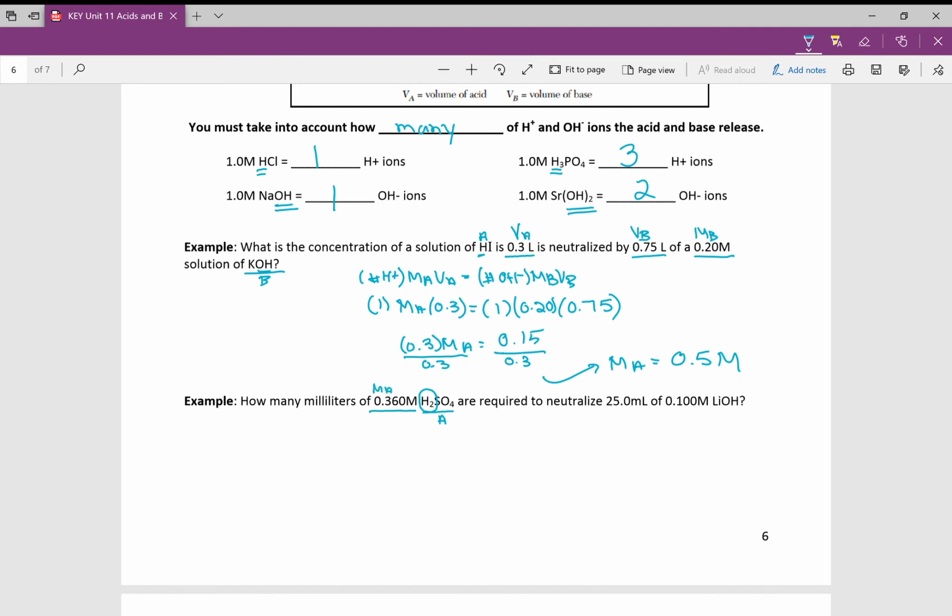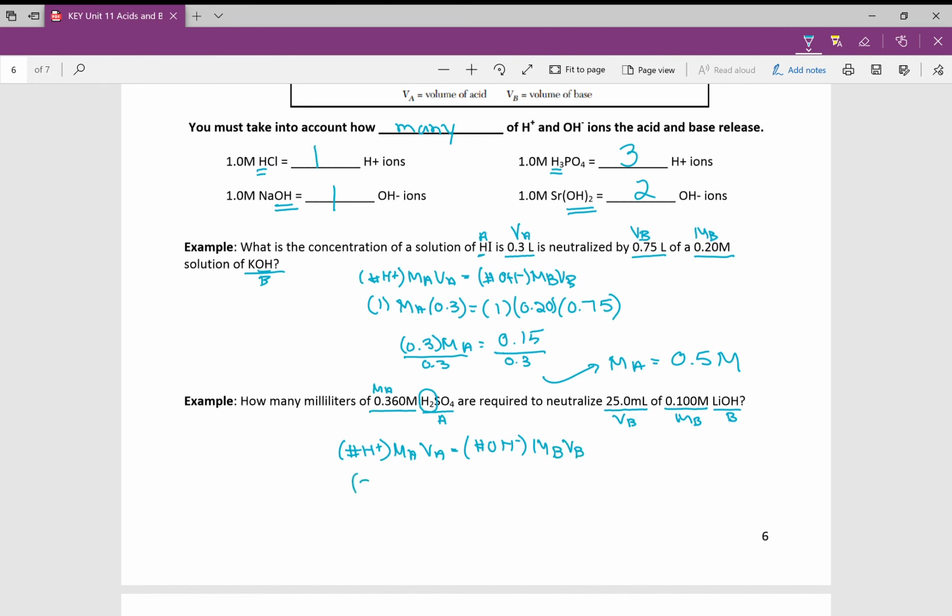Is required to neutralize 25 milliliters of a 0.1 molar lithium hydroxide solution. So this lithium hydroxide is my base. So this is going to be my volume of my base, and 0.1 molar would be the molarity of my base. So using the same formula as before, I'm going to start with putting all the information about my acid in.